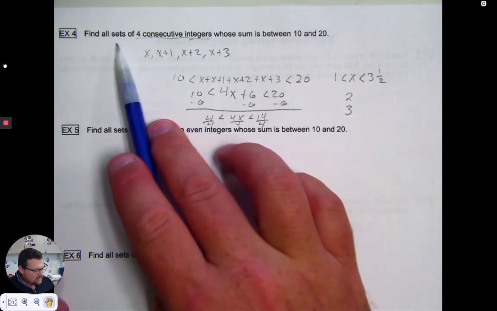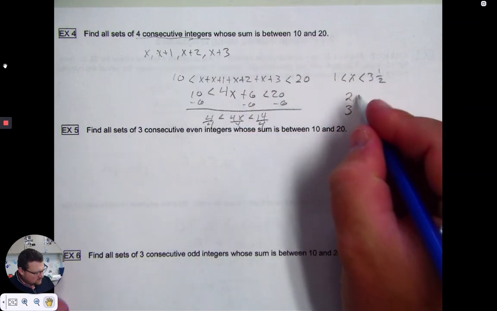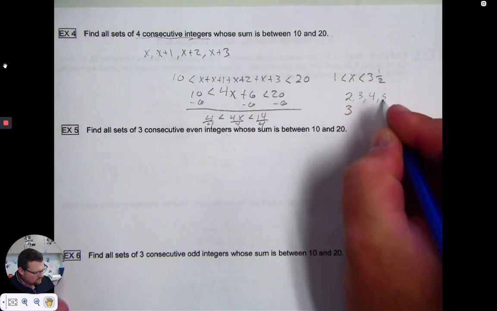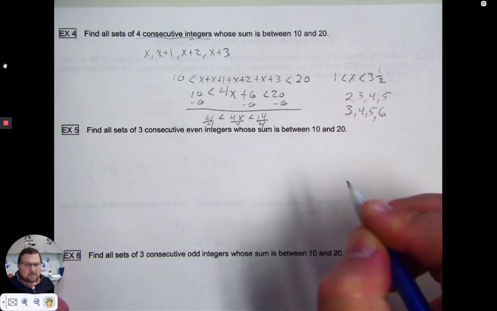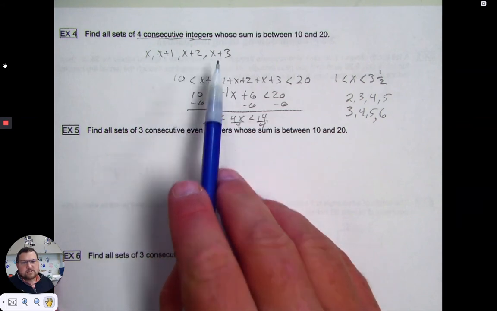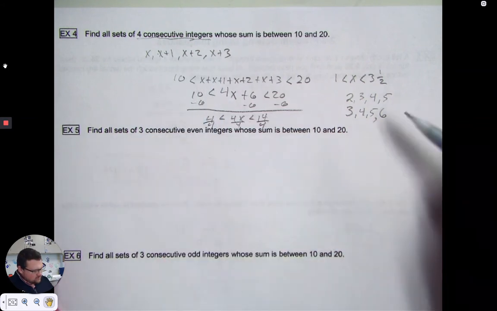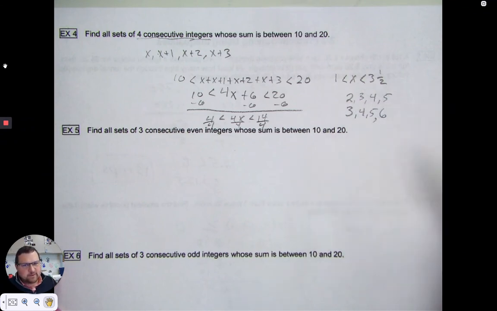So if we want the sets, if the first one is x, then the second one's x plus 1. So 3, 4, and 5, and then 3, 4, 5, and 6, right? Because we have to add to x to get our other 3 terms. So we were just solving for x, which is the first in the sequence, and then you have to write out the rest of the sequence.